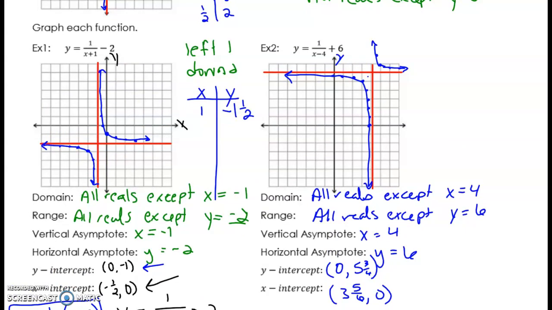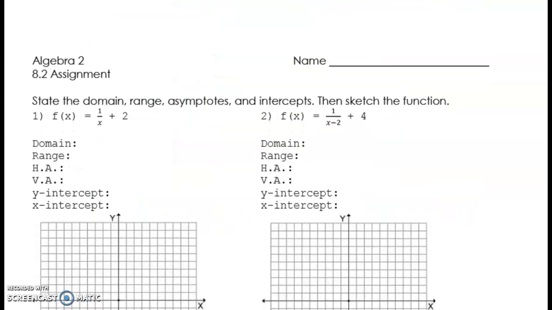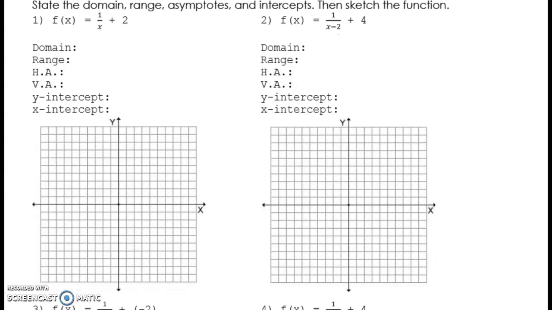All right, you guys can get started with the assignment. It's just 4 problems, just doing the same thing we've been doing. Figuring out the domain, range, horizontal asymptote, vertical asymptote, y-intercept, x-intercept, and graphing.